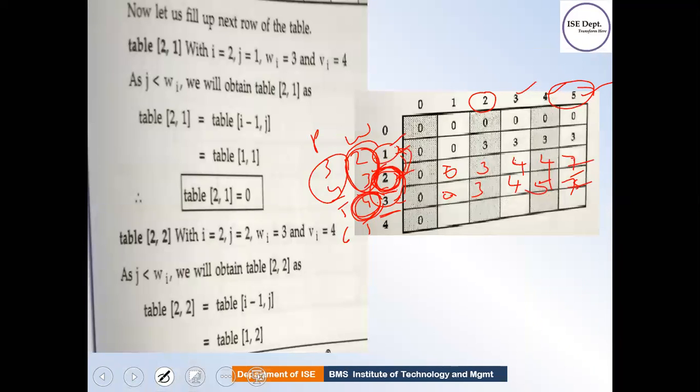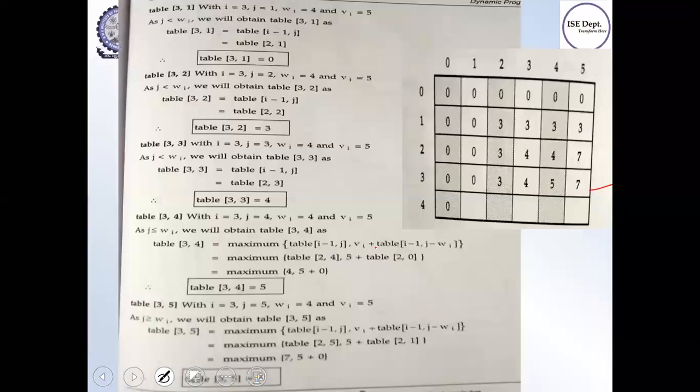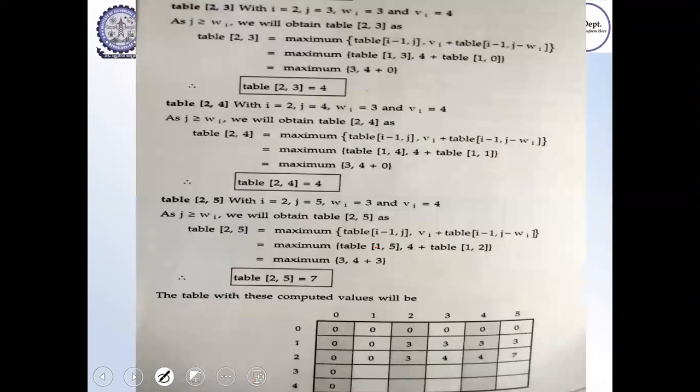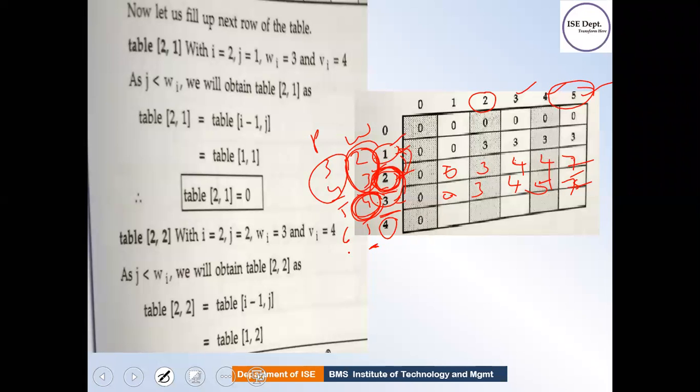Clear? So for 4, the maximum capacity is 5, so only here I can write. Correct? Where is the answer? Here. So only there I can write. Okay, so it is 6. The profit is 6, but the previous profit is 7. So I don't want to compare. I mean, I don't want to use this.